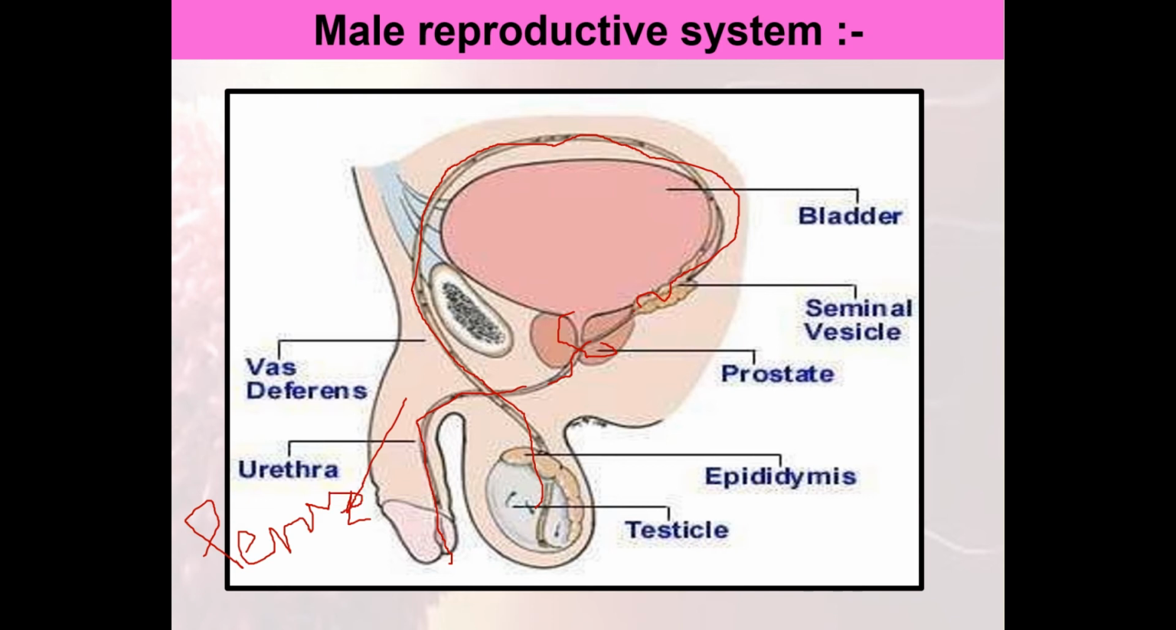Sperms produced by the testes and the fluid produced by the seminal vesicles and the prostate gland are collectively known as semen. This is the front view of the male reproductive structure.